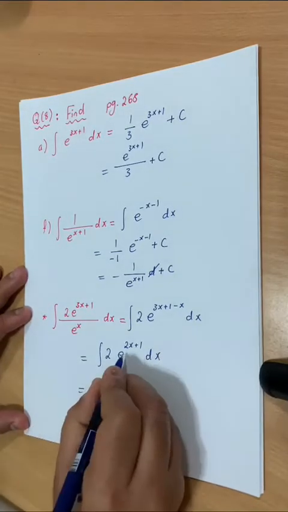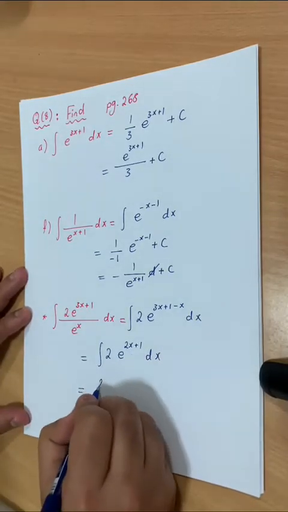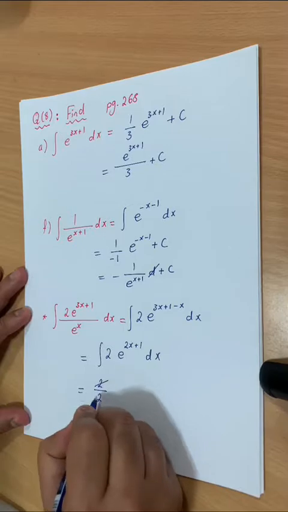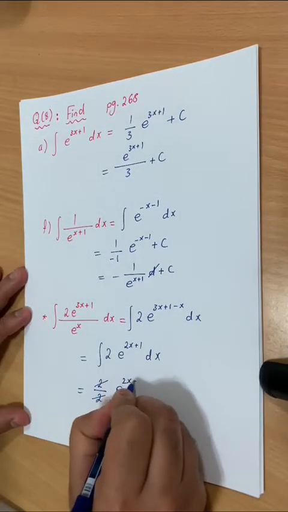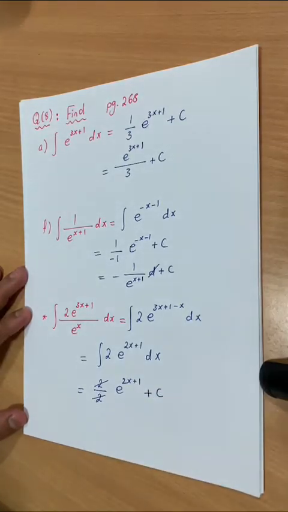Yes. Now the derivative of the power is 2. So you do 2 over 2 and they will cancel each other, and the integration of e will be the same thing without changing anything in the power.